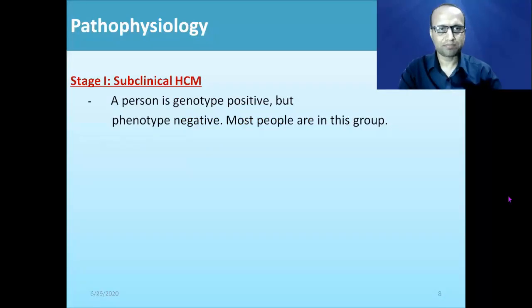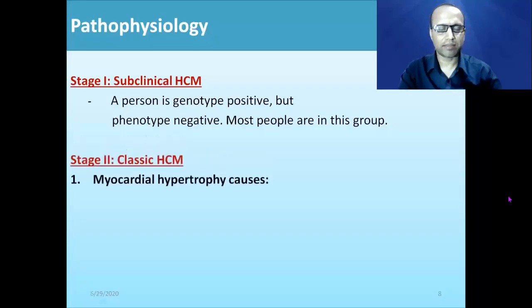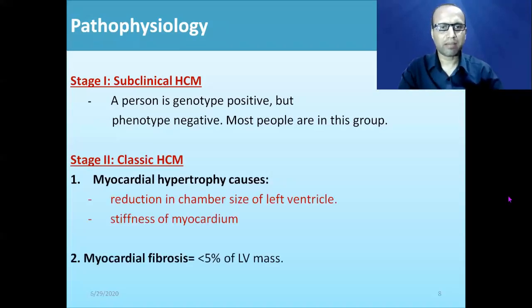In stage 1, patients are asymptomatic. In stage 2, which is classic hypertrophic cardiomyopathy, there is myocardial hypertrophy. Because of myocardial hypertrophy, chamber size of left ventricle is reduced and the thick myocardium becomes stiff. In this stage, myocardial fibrosis is less than 5% of total left ventricular mass.